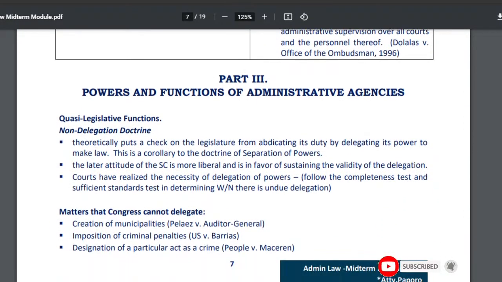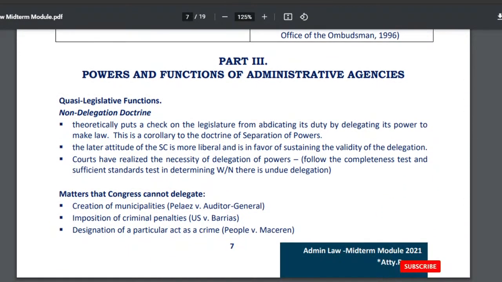Let's proceed to Part 3, Powers and Functions of Administrative Agencies. Quasi-legislative functions, I have already mentioned this to you during our prelim. So we have here the non-delegation doctrine. Theoretically, the non-delegation doctrine puts a check on the legislature from abdicating its powers.